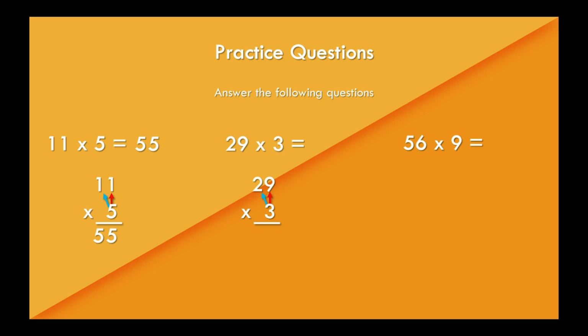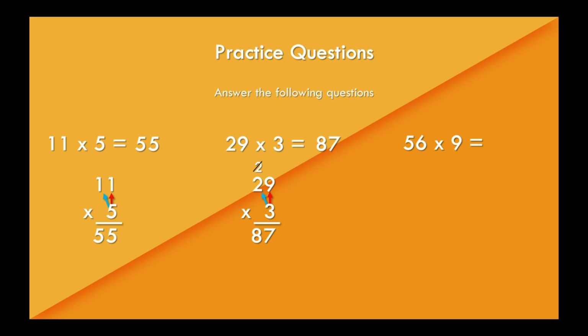We multiply 3 with 9, which gives us 27. We then carry the 2 and multiply along the blue arrow. 2 times 3 gives us 6, which we then add with the carried 2 to give us 8, giving us a total answer of 87.